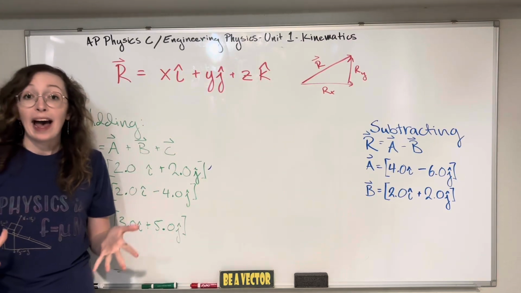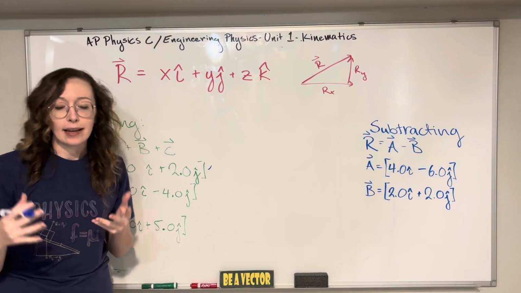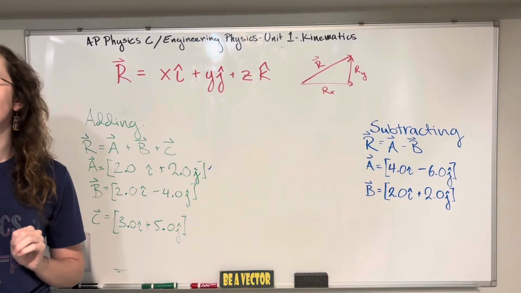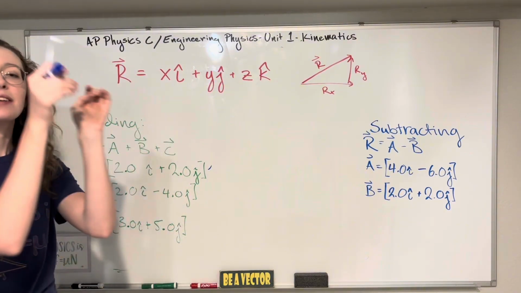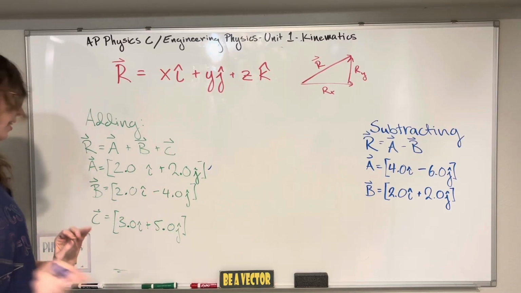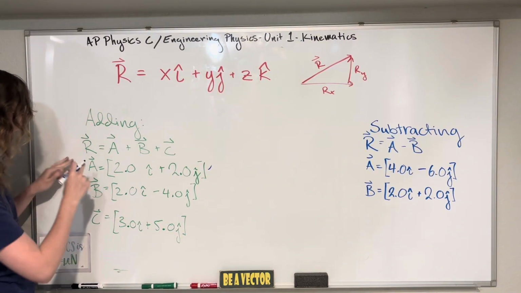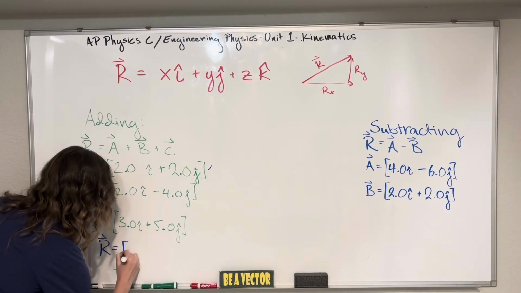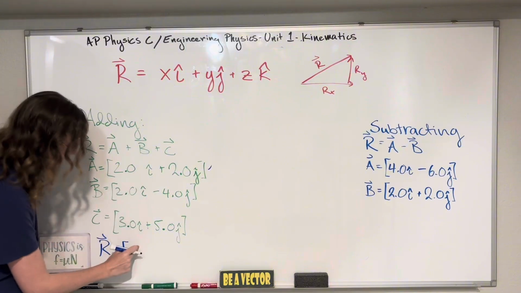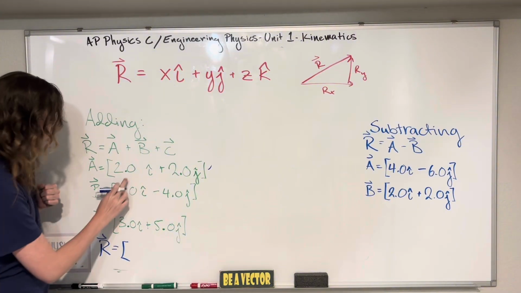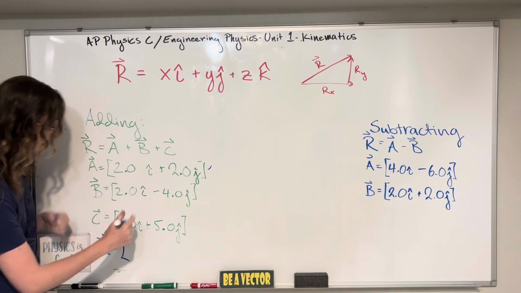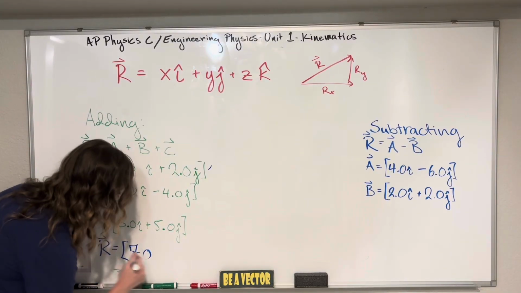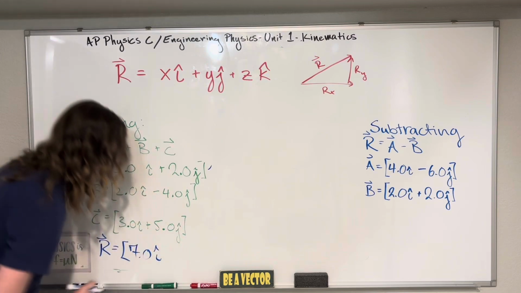Whenever you add different vectors that are written like this together, it's really straightforward. You just add like to like, apples to apples and oranges to oranges, x's to x's and y's to y's. It's lovely. So here, if I were to add a plus b plus c, to find the x component of r, I just add my i's together, and that's it. So 2 plus 2 plus 3 is 7. So the x component, or the i component of my r vector, would be 7.0 i hat.